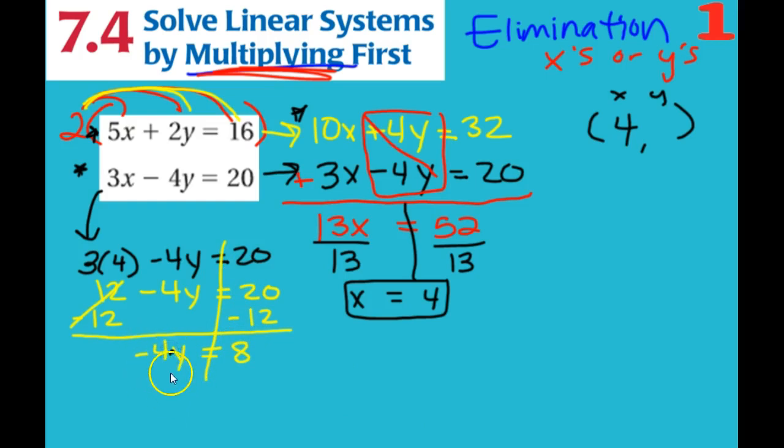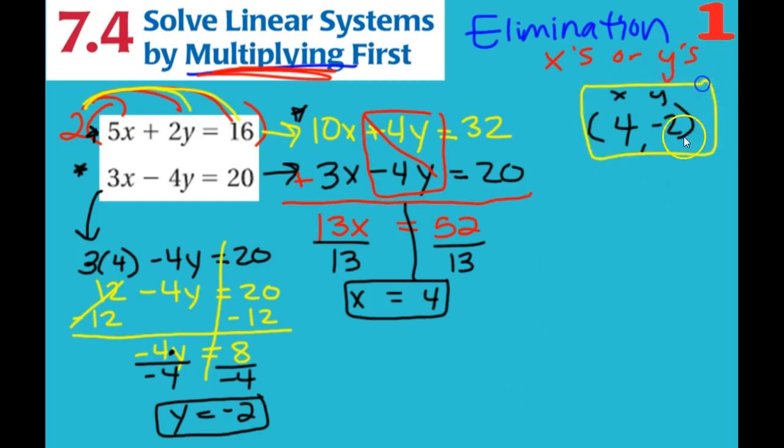And then the opposite of multiplying by negative 4 is dividing by negative 4. So we know now that y is negative 8 divided by 4, which is negative 2. So this is our answer. This is where our lines would cross if we were to graph them.